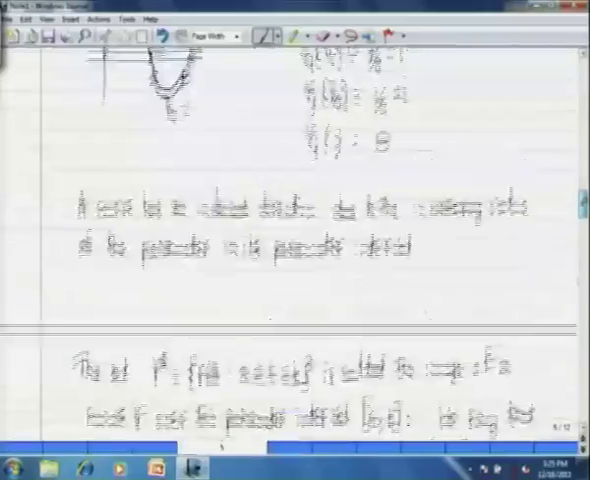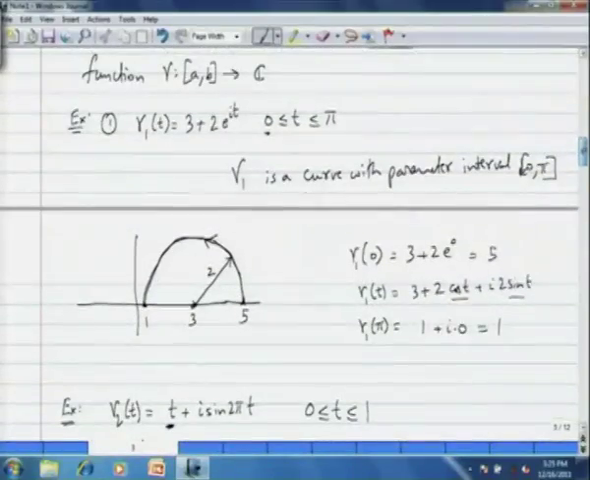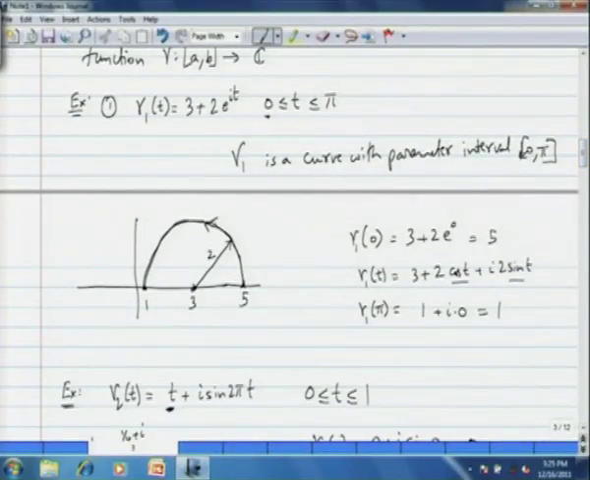So, for example, let me go back to the first example we chose. Sorry. So, here is the first example that we chose. Gamma 1 is 3 plus 2 e power I t. It is a piecewise smooth curve, sure. Well, it is a smooth curve. I will prefer to call this a semicircular contour.